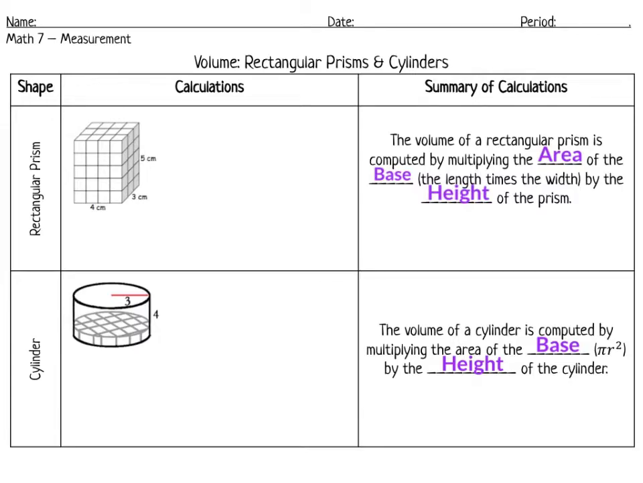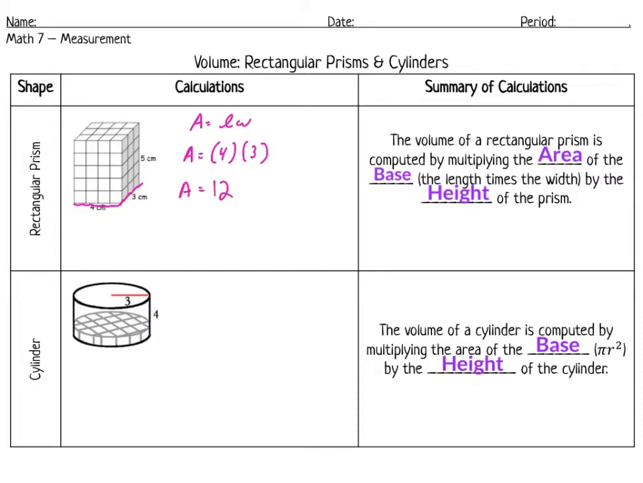So let's try that now here with our first shape, our rectangular prism. We're going to start by finding the area of the base. And since our shape is a rectangle, we know that our area formula for rectangle is length times width. So the length of our shape is going to be 4. The width of our shape is going to be 3. So we're going to plug those in or substitute them. So 4 times 3 is going to give us 12. So that's the area of our base.